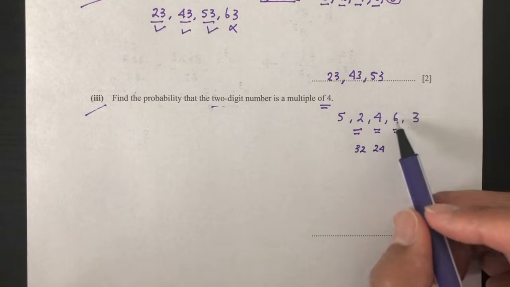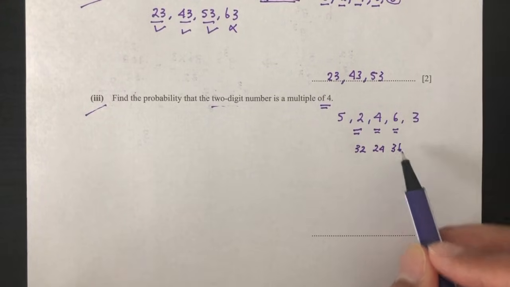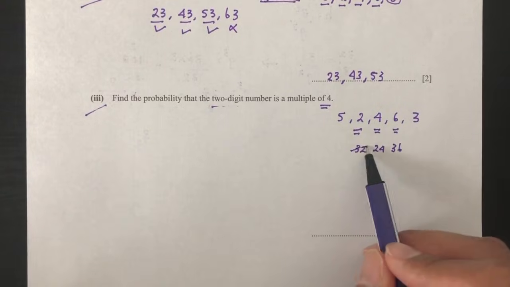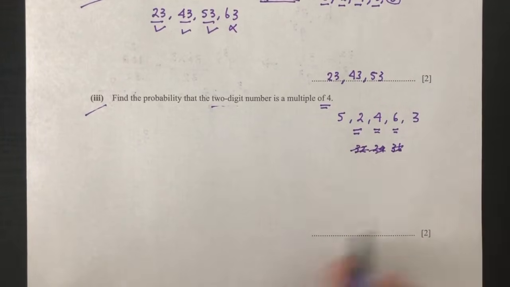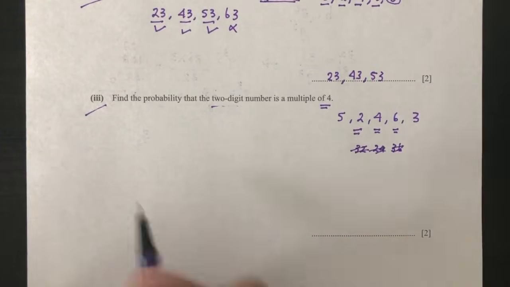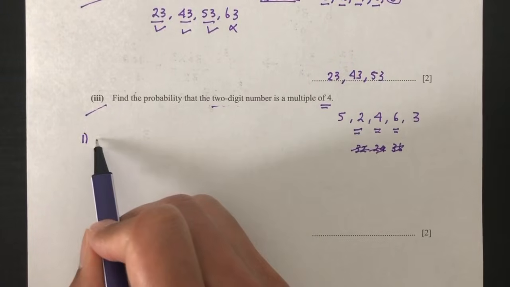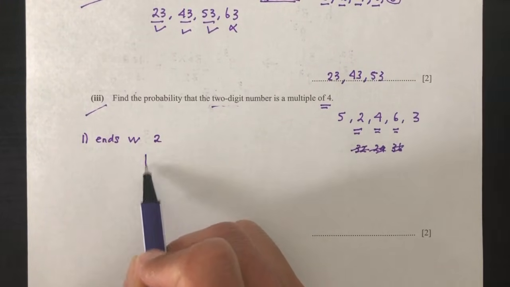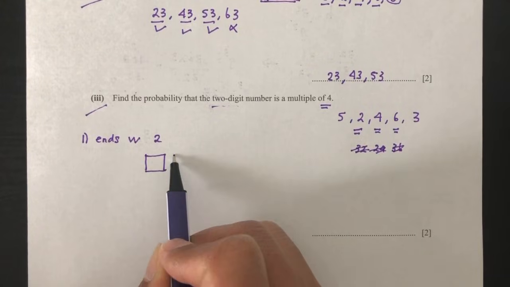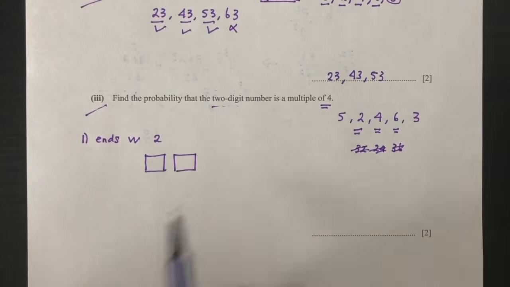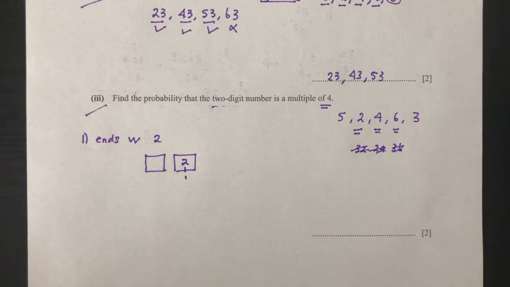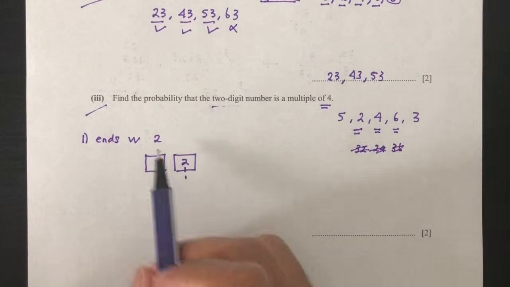And if the number is 6, it can be 36, so in those cases, it will be a multiple of 4. That was just examples. But we have to take case by case. So first case, if it ends with 2, so we have two numbers here, right? So if it ends with 2, that will be one option, right? So let's say we assume that the number ends with 2.